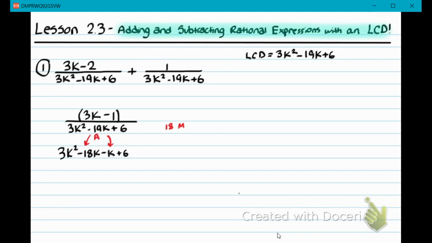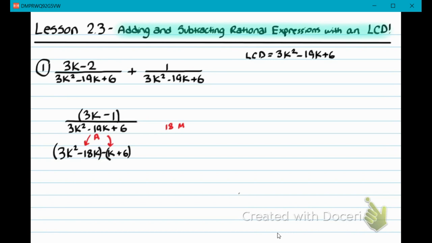So we split the middle to be negative 18 and negative 1, which those two numbers multiply to make positive 18, but add to make negative 19. So if we actually combined those two like terms, they would equal negative 19. So we're just doing this so that we can do grouping. So then we're going to group these into two groups. We have 3k squared minus 18k, and then we have a k plus 6.